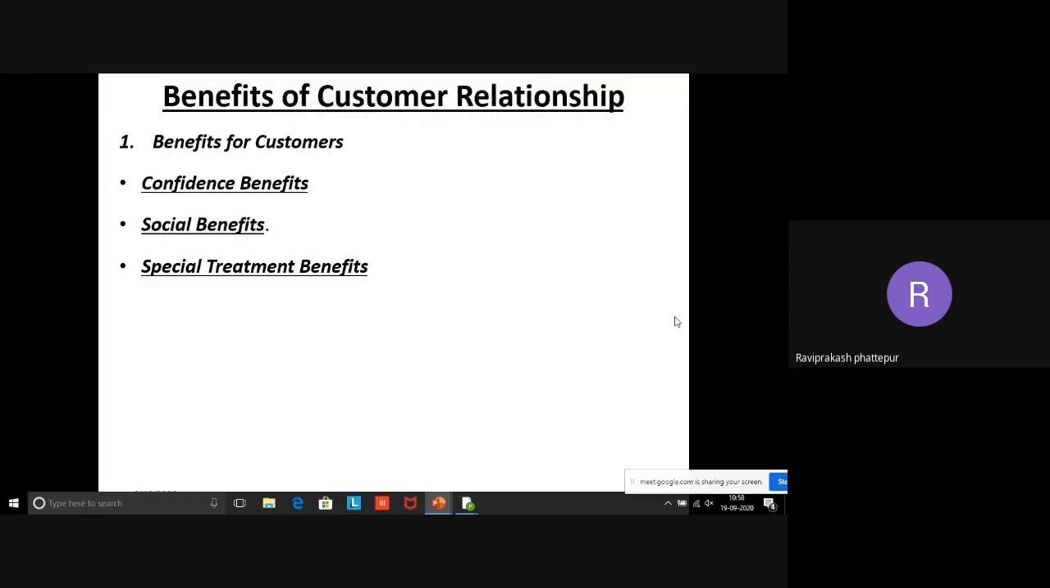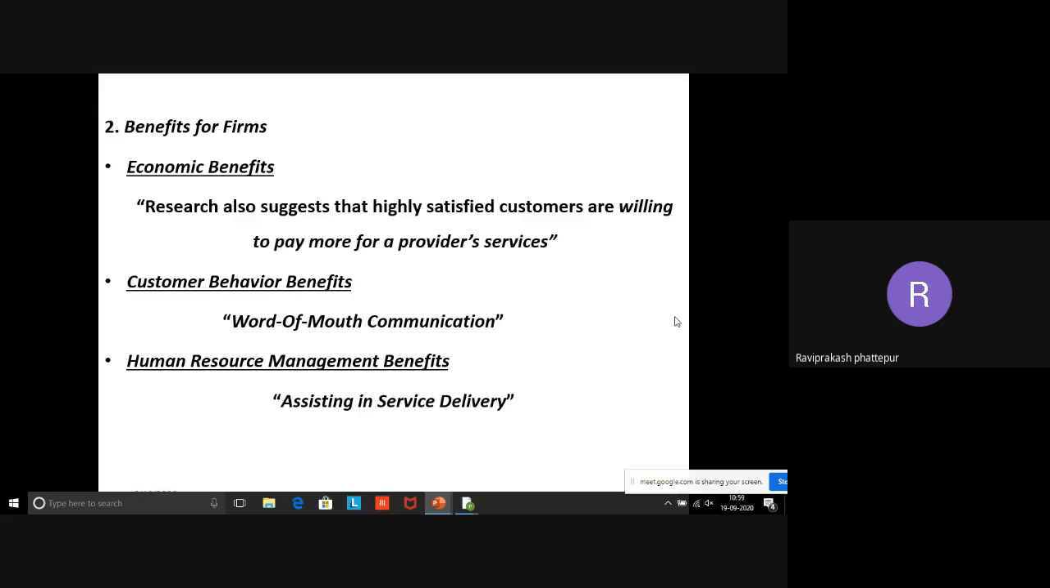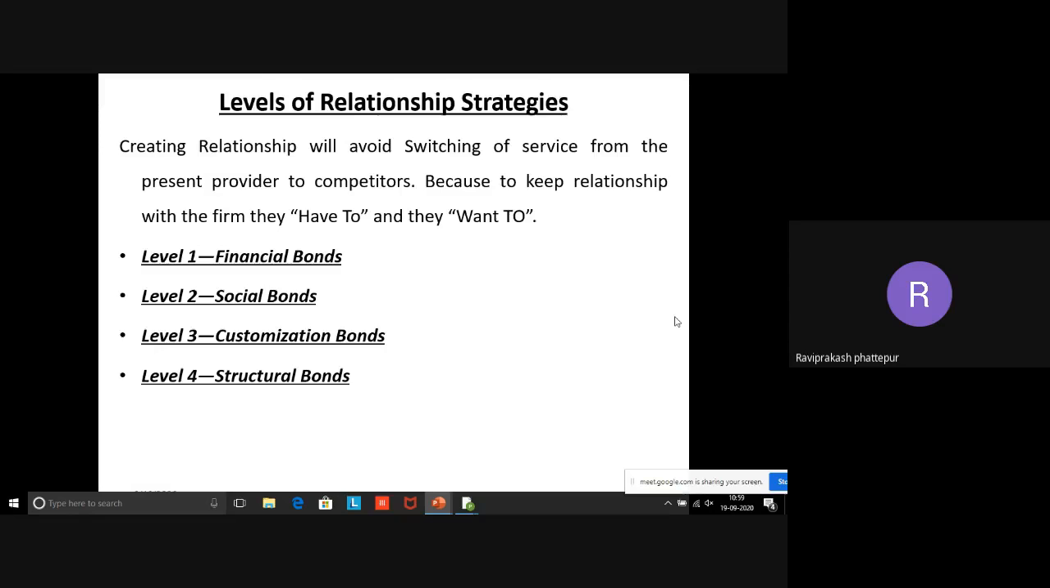And the next one, what we saw is benefits of customer relationships. For the customers, benefits would be confidence benefits, social benefits, and special treatment benefits. And benefits for firms would be economic benefits, customer behavior benefits, and human resource management benefits. And levels of relationship strategies will start in the next class.